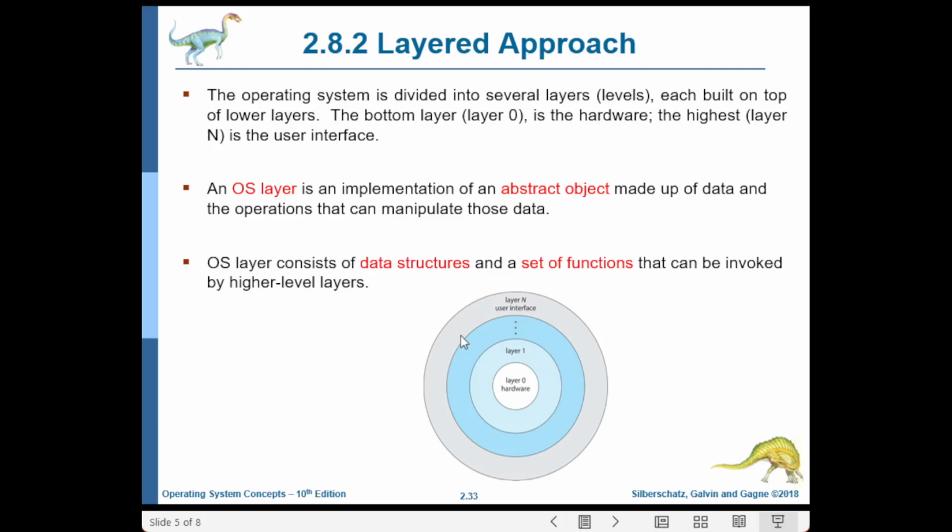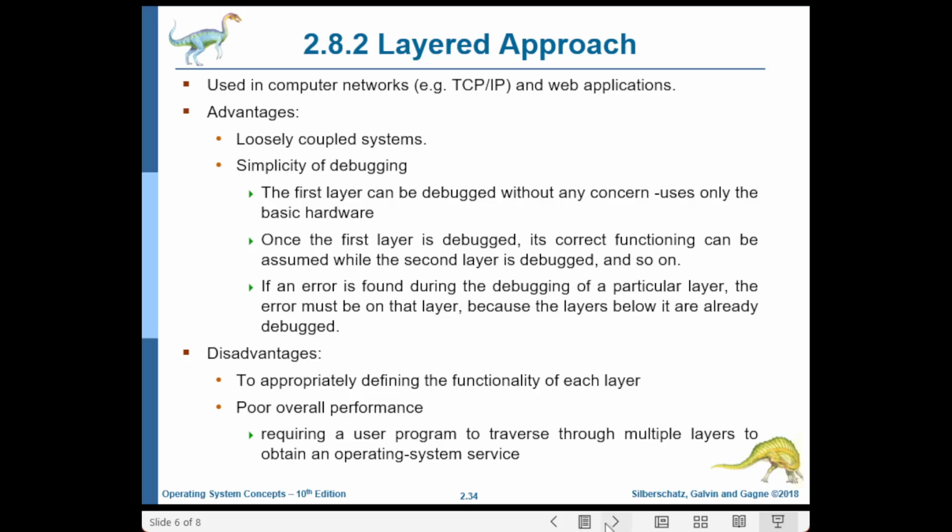So for example, we have layer M, let's say it's situated here. Layer M can call layer 1, a lower-level layer. Layer N can call layer M. This approach is used in computer networks and web applications. The advantage of this approach, number one, is a loosely coupled system. This is in contrast with the tightly coupled system in monolithic structure. Loosely coupled means if we modify any component of the kernel, it will not affect other components.